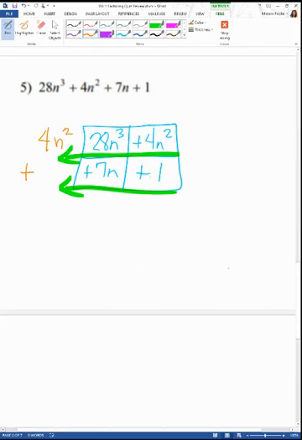7 and 1 can both be divided by 1. So make sure you put something here. You can't just leave it blank. You have to have a number here because there's not a variable in this case. If there was a variable, you would put a variable.